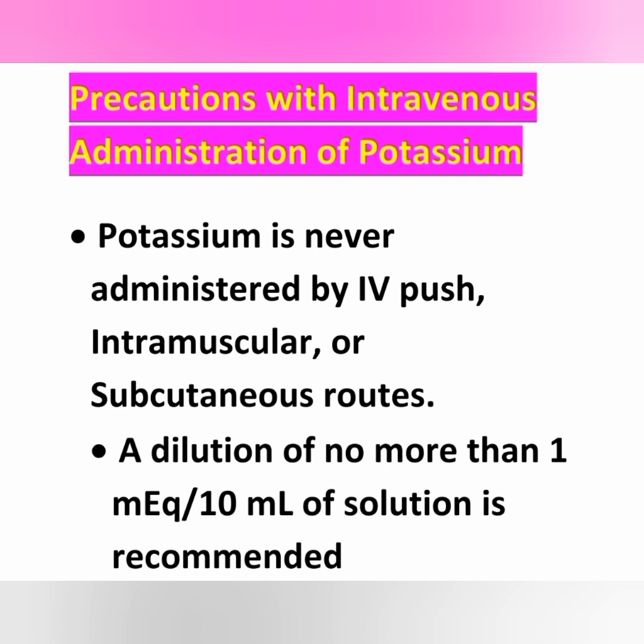Precautions with intravenous administration of potassium. What precautions should a nurse take before administering potassium to the patient? As we already saw, potassium is never administered by IV push, intramuscular or subcutaneous route. We should dilute it and then administer it. A dilution of no more than 1 milliequivalent per 10 ml of solution is recommended.